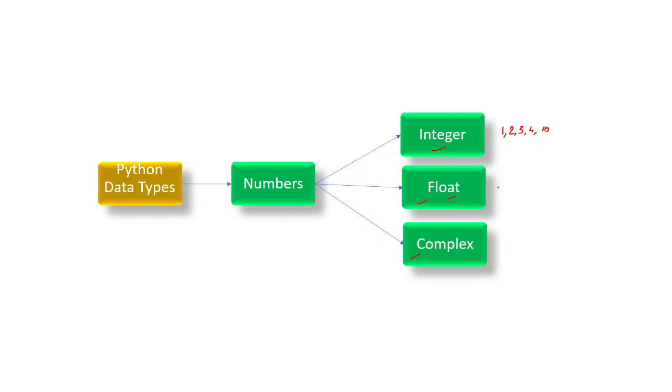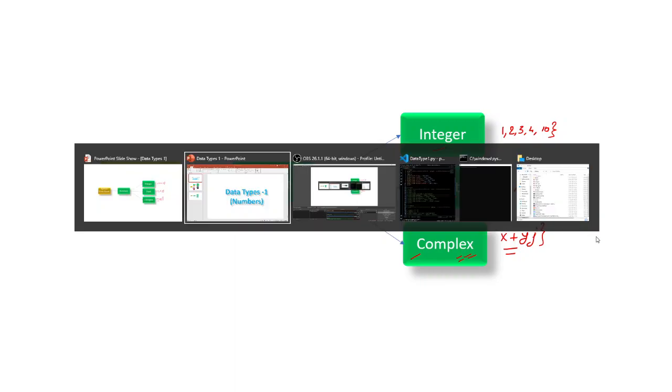Float is used to store the float values like 1.2, 3.14, and all these things. Complex number, as you know, is of the type x plus yj. These complex numbers can also be stored in Python, and they come under this numbers category. I have written a few codes. Let's go through those codes, and I'll provide the link in the description from where you can download that code or that file. Okay. So let's see those codes.